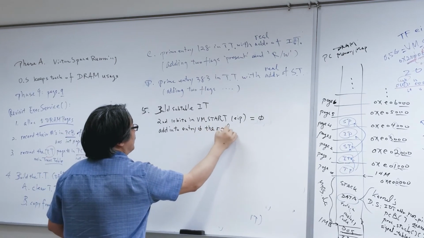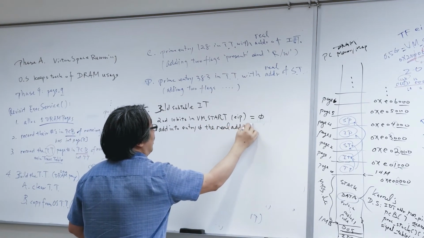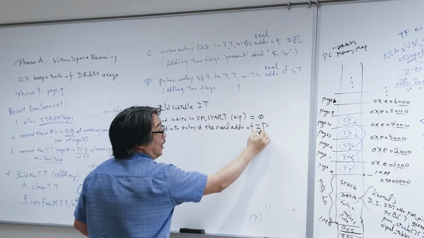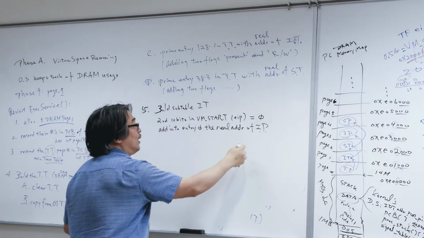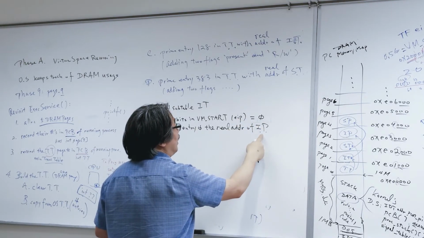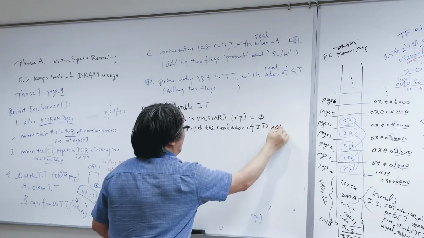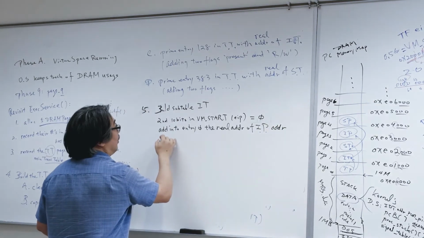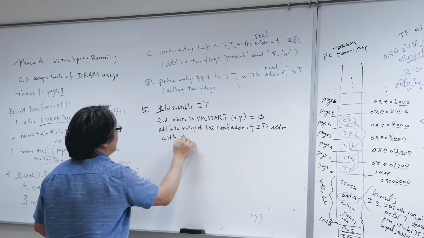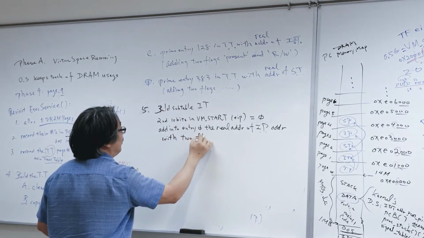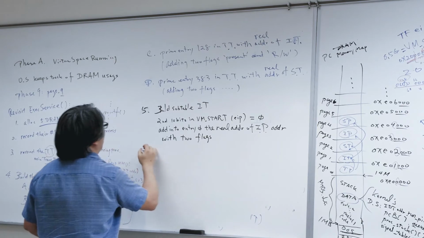The real address of the instruction page. Although that's a number, you can use a macro to get the address. Okay, and then with 2 flags. Same thing like that. Okay, 2 flags added.